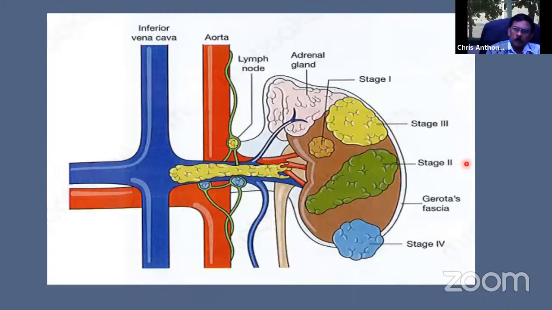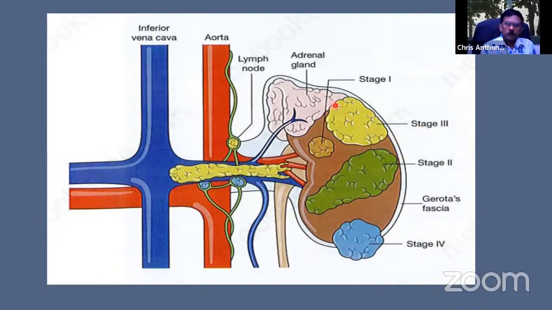This diagram summarizes the stages of renal cell carcinoma. Stage 1 is here, a small lesion less than 7 centimeters within the kidney parenchyma. Stage 2, same, it is present within the renal parenchyma, but the tumor size is now more than 7 centimeters.